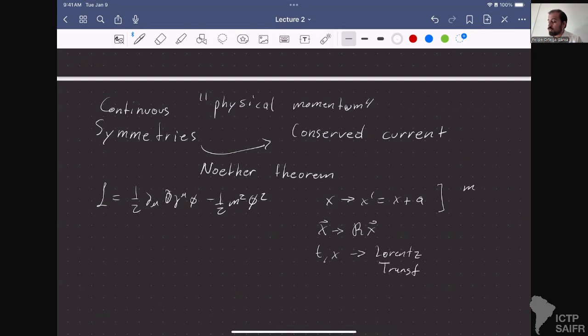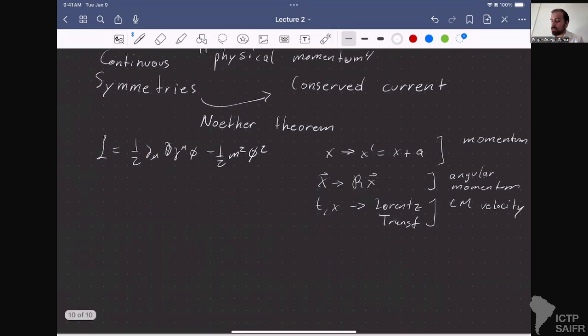So each of these is what you would normally expect: the momentum to be the conserved quantity, the angular momentum, and this is the center of mass velocity of your system. So those things are conserved quantities. So via Noether's theorem, you can find that the conserved current, the momentum, is going to be given as an operator, once you quantize the theory.